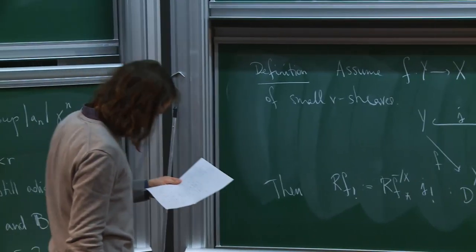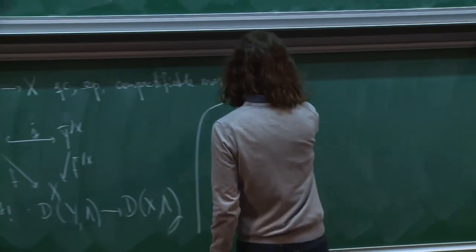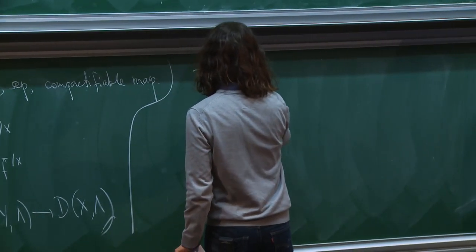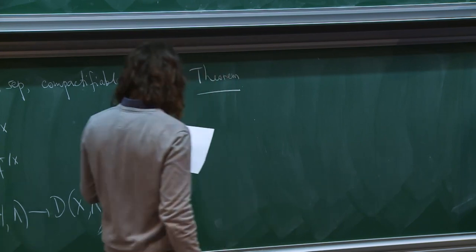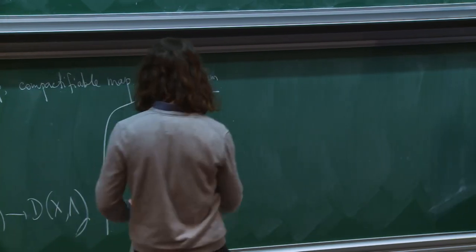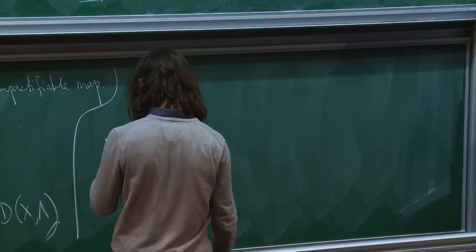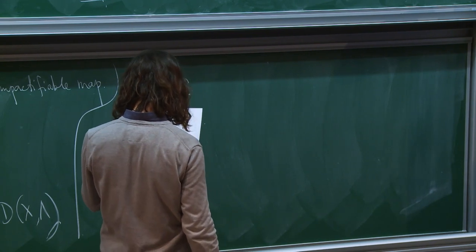Okay, so we have this, and the theorem is the following. And then I stop. And so here again, for these things, it's important that lambda is torsion prime to the characteristic.